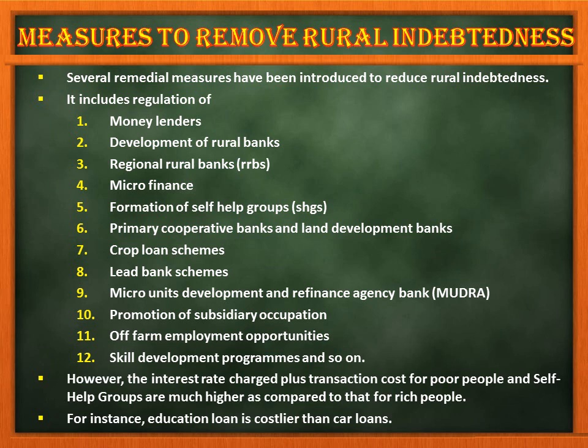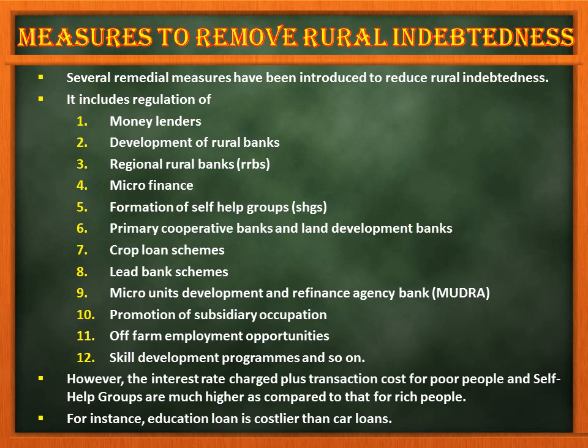So all this should be introduced by the government in order to avoid the rural indebtedness. There is setting up of various banks and the proper regulations for money lenders. Then promotion of subsidiary occupation. Encourage the farmers to set up other subsidiary occupations apart from agriculture.